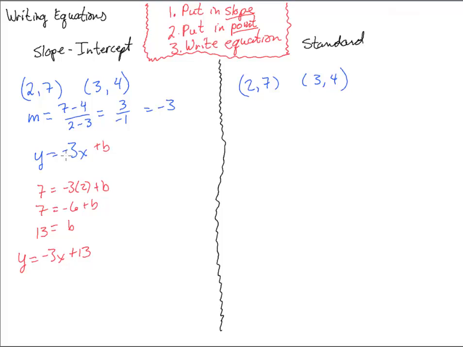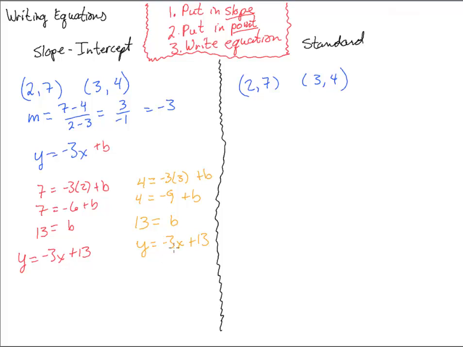Now let's stick in the other point at this one. So y equals negative 3x plus b. We're going to stick in 3, 4. Negative 3 times 3 plus the b. Let's see what we get. 4 equals negative 9 plus b. b equals 13. So we would get y equals negative 3x plus 13.